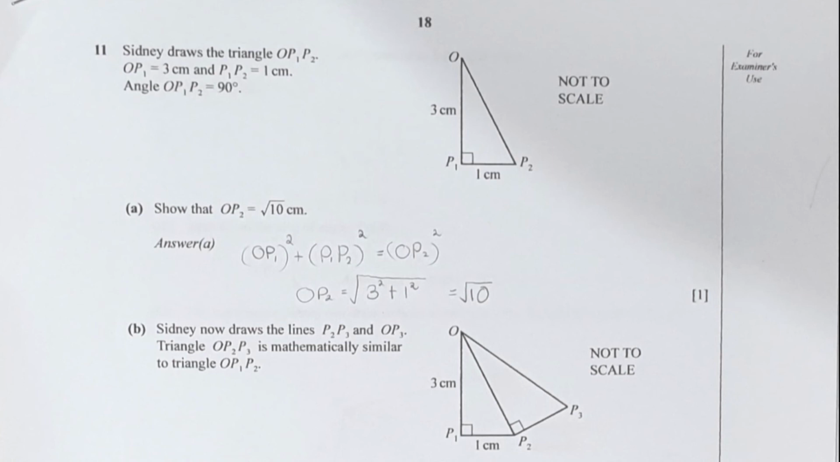Question 11. Question A is pretty straightforward. I'm using Pythagoras theorem to solve this question. OP1 squared plus P1P2 squared equals OP2 squared. By running the calculation and getting rid of the square, your answer should be square root 10.